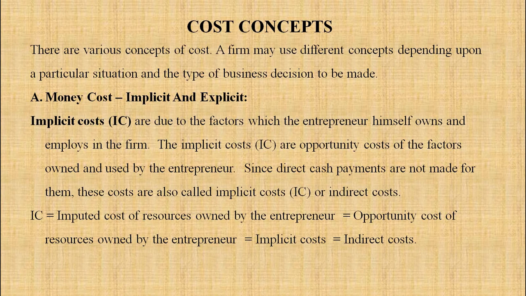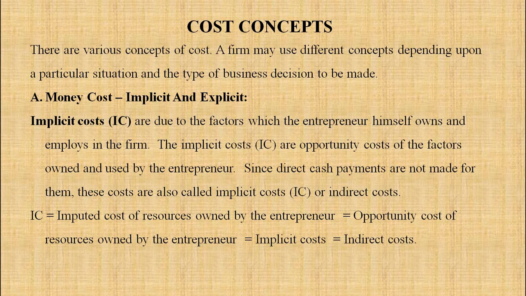There are various concepts of cost. A firm may use different concepts depending upon a particular situation and the type of business decision to be made. Number 1, money cost, implicit and explicit. Implicit cost, in short IC, are due to the factors which the entrepreneur himself owns and employs in the firm. The implicit costs are the opportunity cost of the factors owned and used by the entrepreneur.